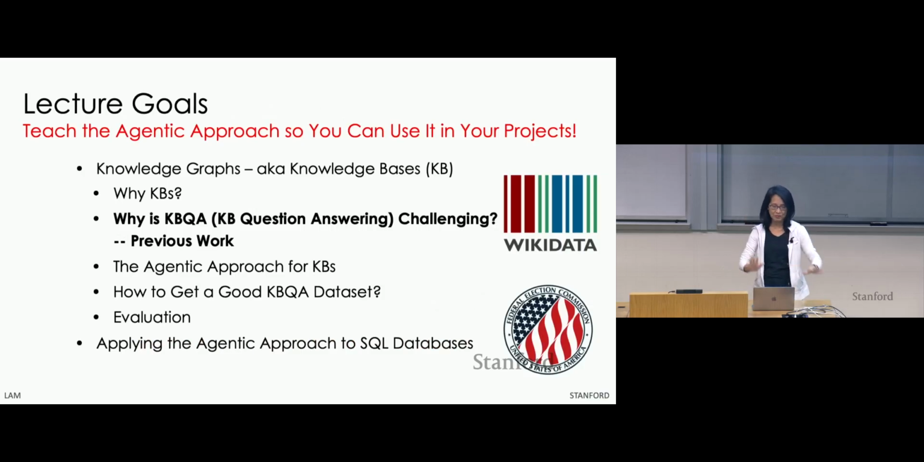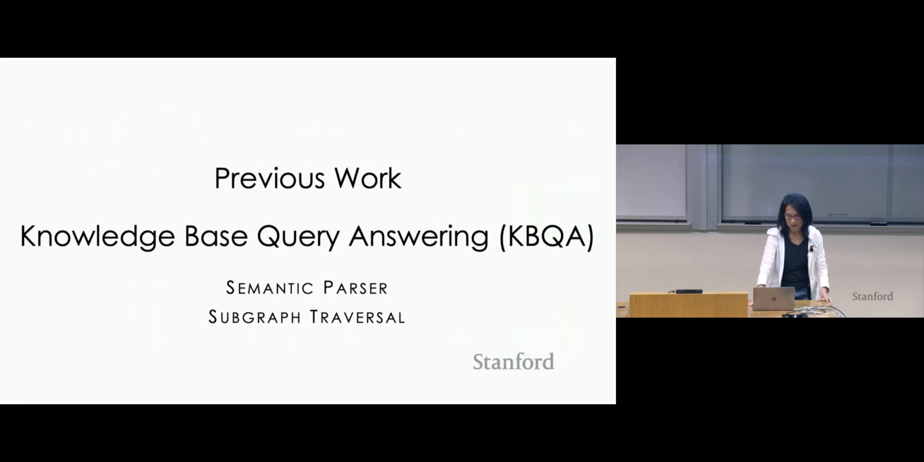So I hope to have convinced you that we need knowledge bases or knowledge graphs. So why is KBQA so challenging? There are so many people working on this. And especially now that we have LLMs, does it solve the problem? So I'm going to give you a very brief overview of the major techniques people have used. Because we have been talking about semantic parsing, I'm going to talk about semantic parsing first. But it is not the first technique that people tried, as a matter of fact.